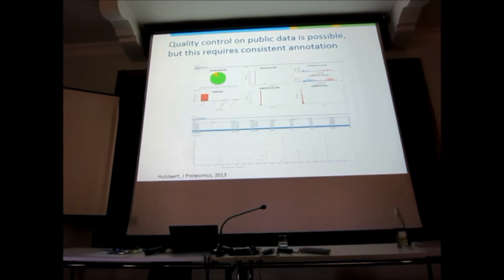You can also do it on public data. The big problem with public data is that it's extremely heterogeneous. It's done by different search engines, different ways, different submission tools. Everything looks different. So the way to compare things is to put them all to a common standard. So we built a tool for that called Pride ASAP that does that, puts everything on a common standard, and it allows you to look at the data.